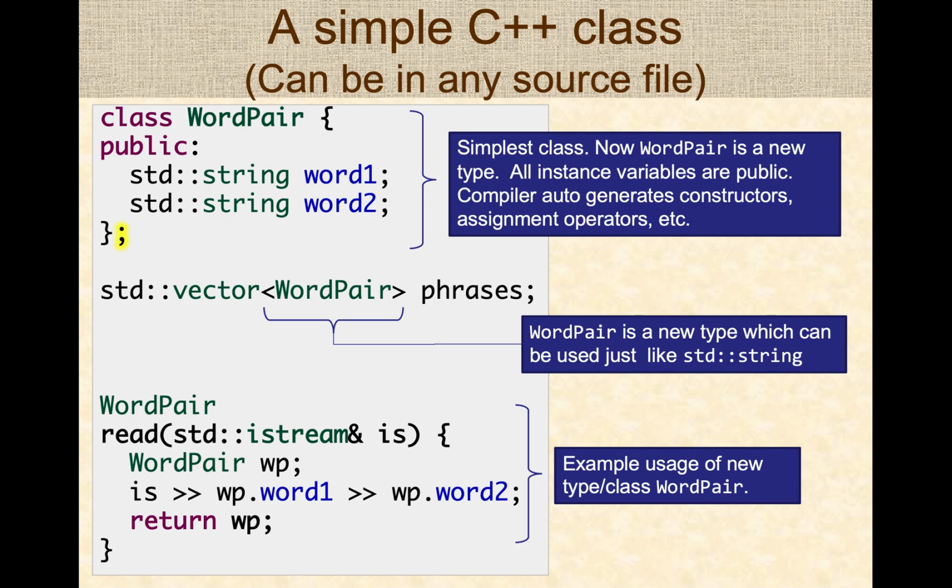So here's an example where you're creating an object called WP, which is of type word pair. Notice that we're not using any new operators. You want to define an object, specify you want an object, and you can start working with it like a normal integer data type.